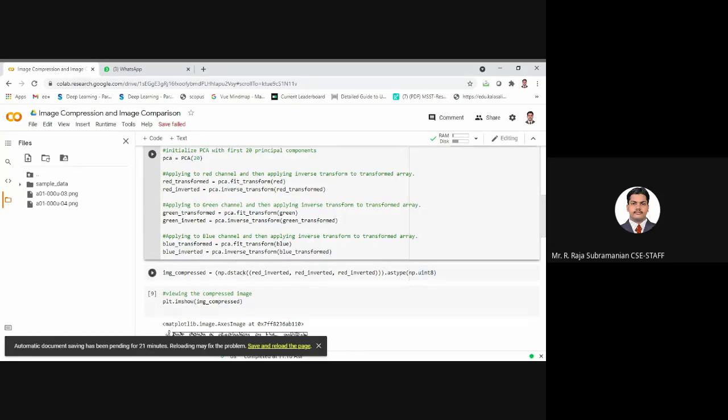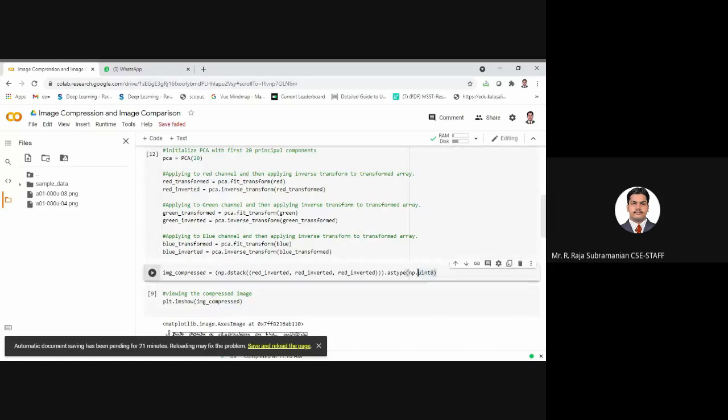Next, I compress it by using the NumPy method. Why? Because we know NumPy is used to perform complex mathematical operations involving matrices. So I take that and stack everything. This red inverted, everything I'm putting inside a stack, and then I'm using it. I think I made a mistake, it is not red inverted. This is green inverted.